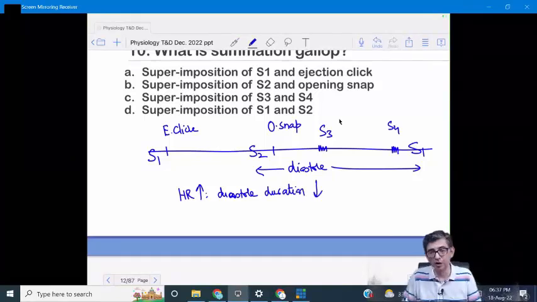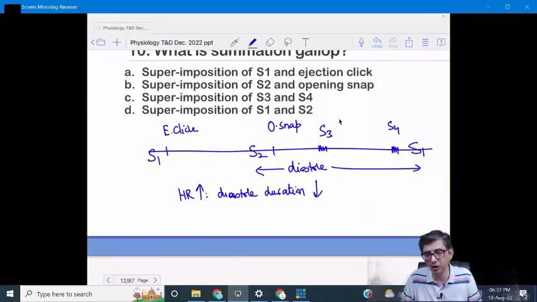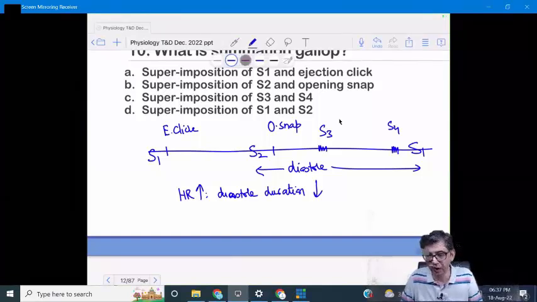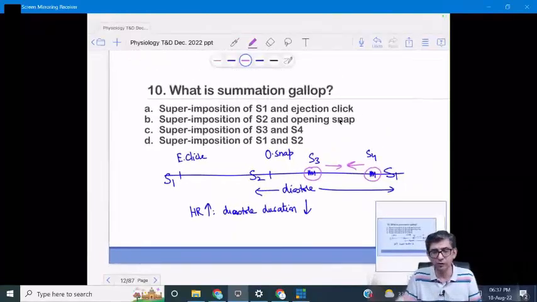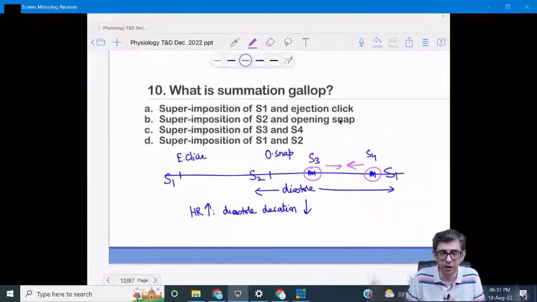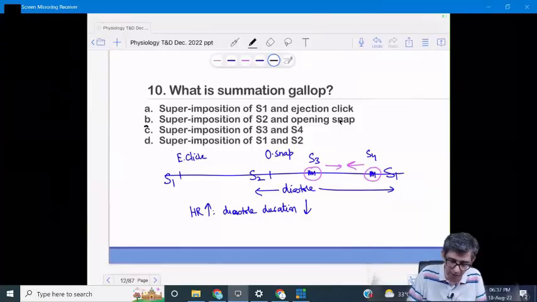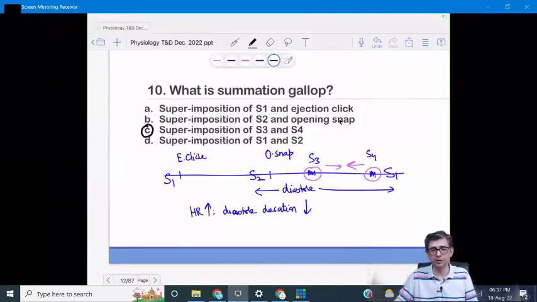And if the duration of diastole becomes less, then S3 and S4 will come closer to each other. So instead of hearing them as two separate sounds, we hear them as a single loud sound. That single loud sound is due to the merging of S3 and S4. It is called summation gallop. Question number 10, answer is option C.